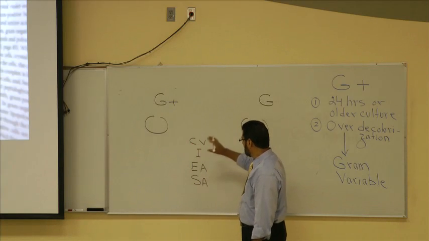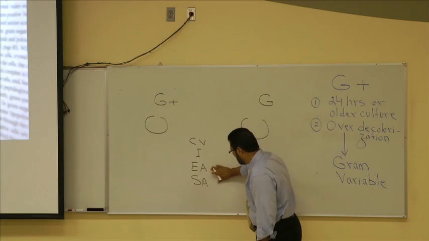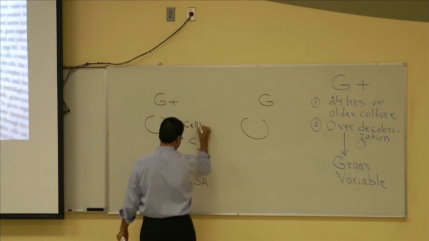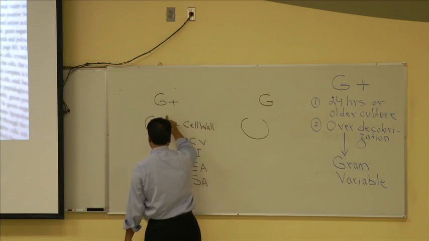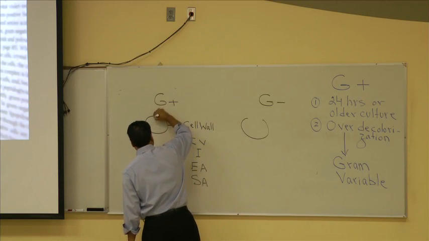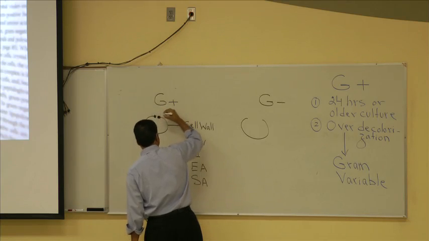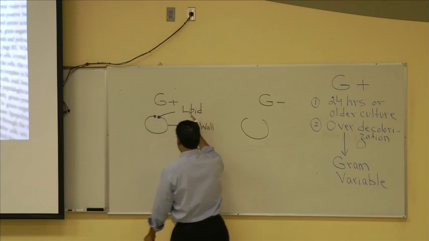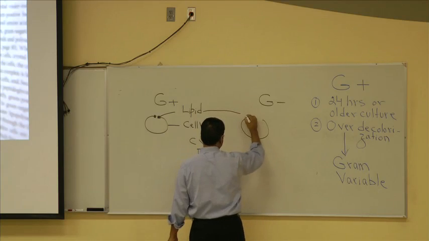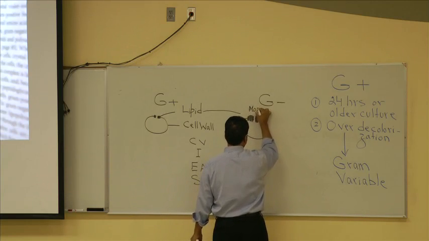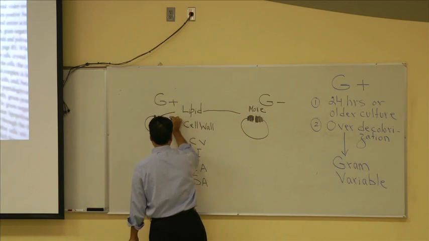These are the four reagents: crystal violet, iodine, ethyl alcohol, etc. This is the cell wall of gram-positive bacteria, and the cell wall of gram-negative bacteria. And these black lines that I have drawn, these dots right here, they represent lipid. Gram-positive bacteria have less lipid. Gram-negative bacteria have more lipid. More in gram-negative and less in gram-positive.